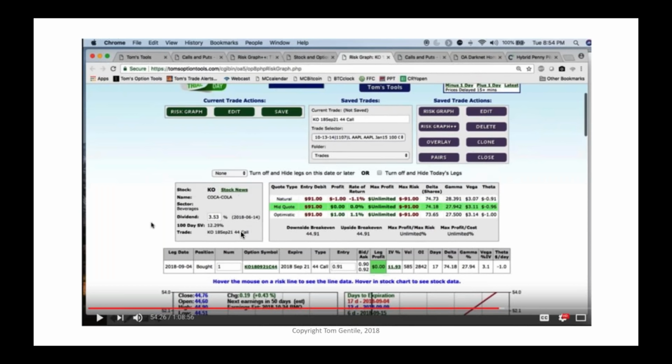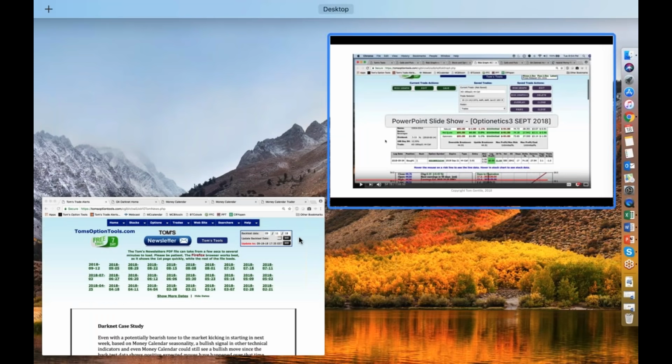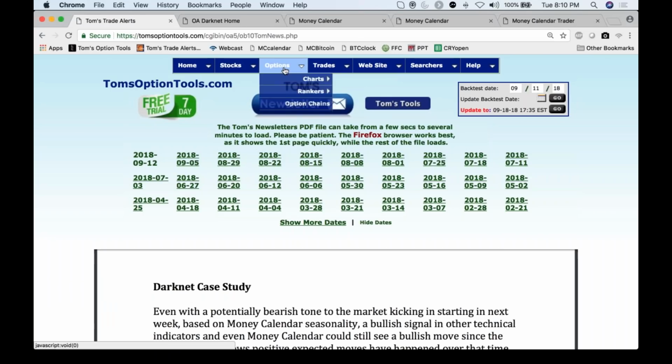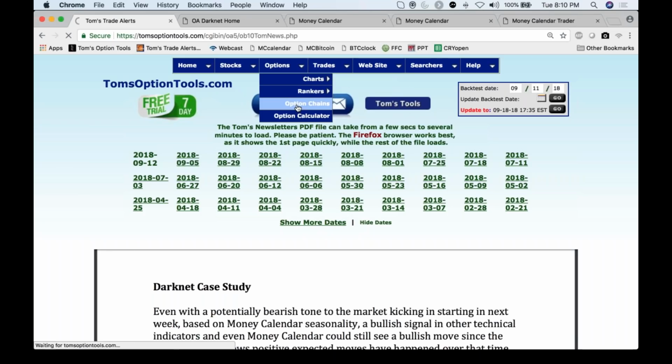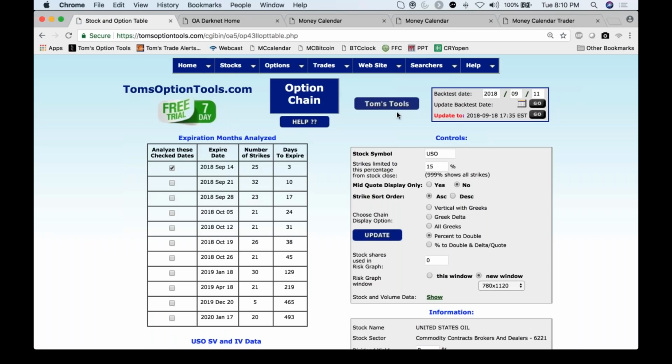Now, remember, this is the SEP21 44 calls, right? So I'm going to show you what SEP21 44 calls look like. And so I'm on the tools right now. I'm actually going to go to the option chains. All right, and the option chain is going to pop up immediately with something that I might be looking at or have traded in the past, and that's what you see there with USO.